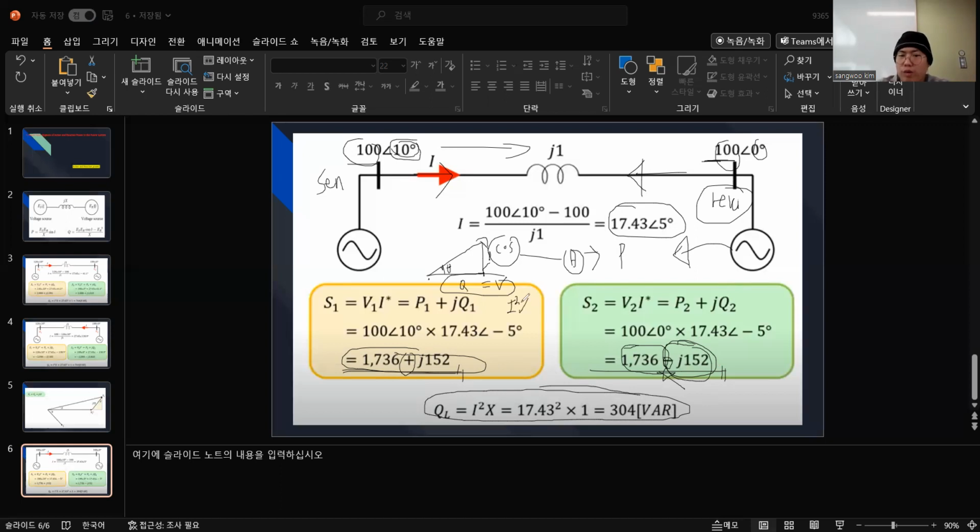So here, I squared multiplied by jX. jX is just 1j, right? This is a number we could get. So if the voltage is the same, there's only a reactive power loss in the line. You know what I mean?